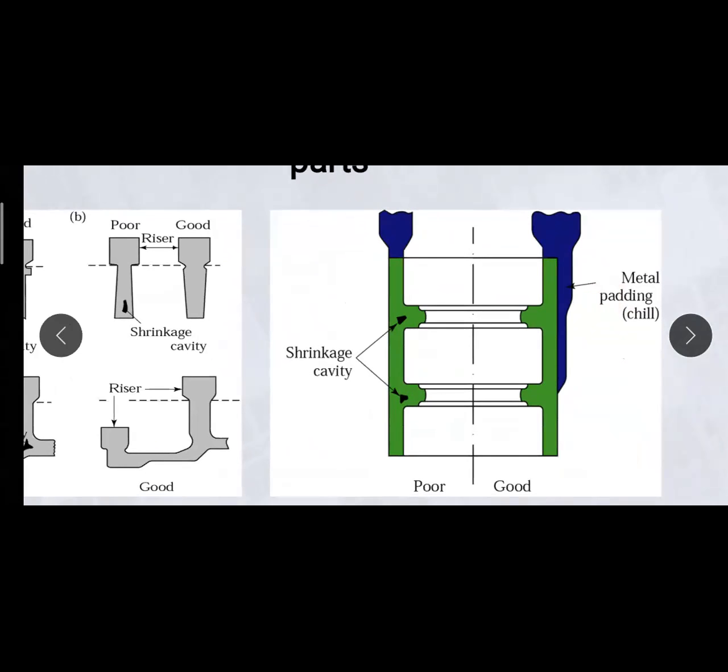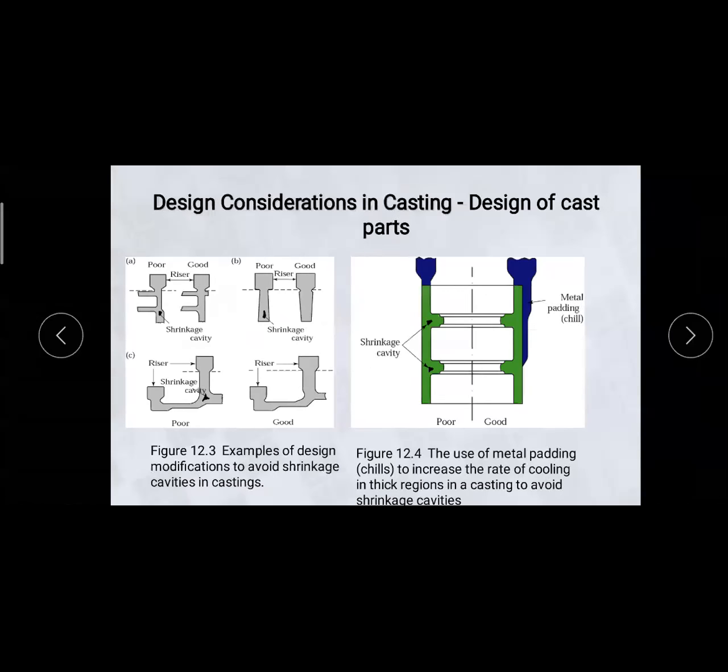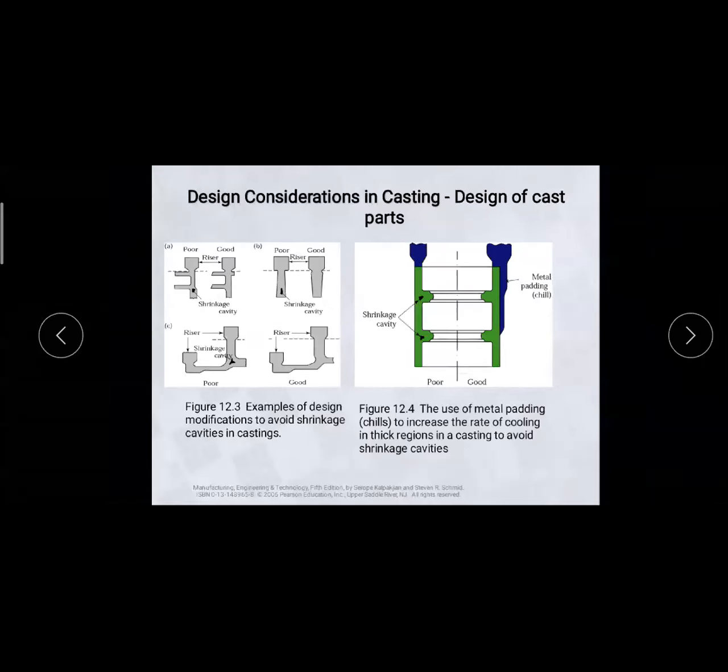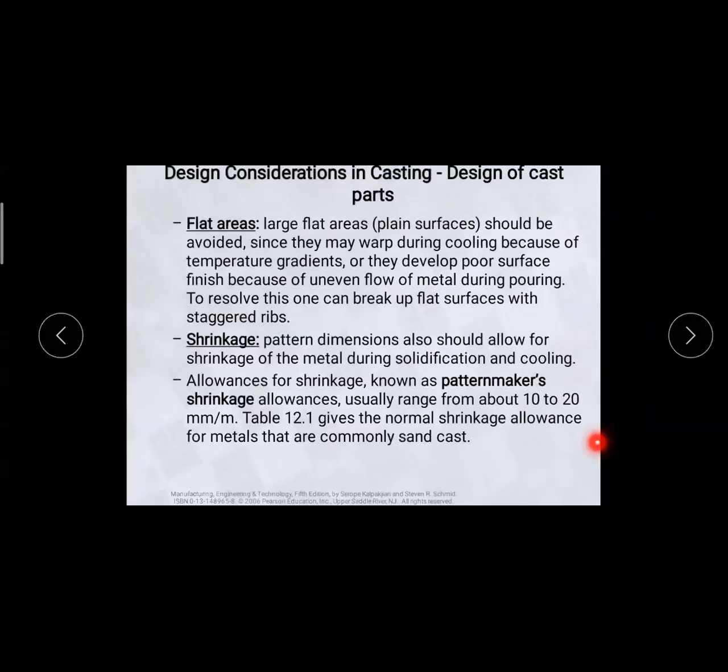So shrinkage cavity. The first one is poor, which is having a shrinkage, and the second one is right because it is having a metal padding chill up to the end. But in this one, only the top it is going to be having. So in this one, 12.4, the left side is poor and the right side is good.